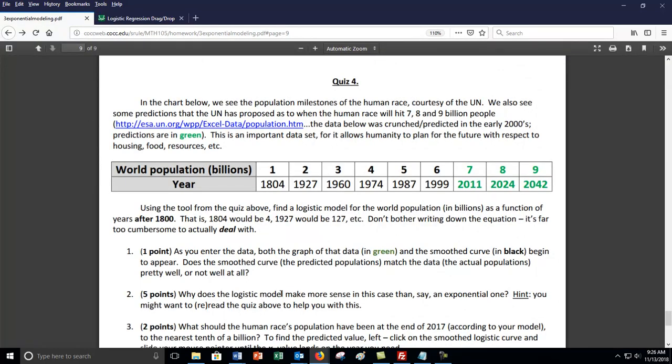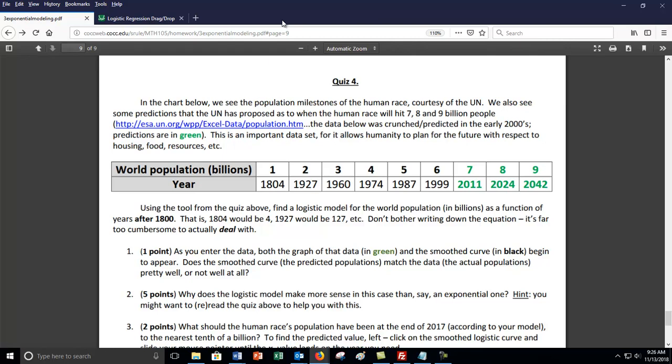Okay. Why does the logistic model make more sense than an exponential one? I gave you a hint to look back to the previous quiz, and hopefully the point of that quiz was clear to you, unless you didn't do the quiz, in which case you had to go back and read about it. But the point is that the logistic model ceilings, it begins to creep up to a limiting value that you can't get past. And that's the point of a logistic versus exponential.